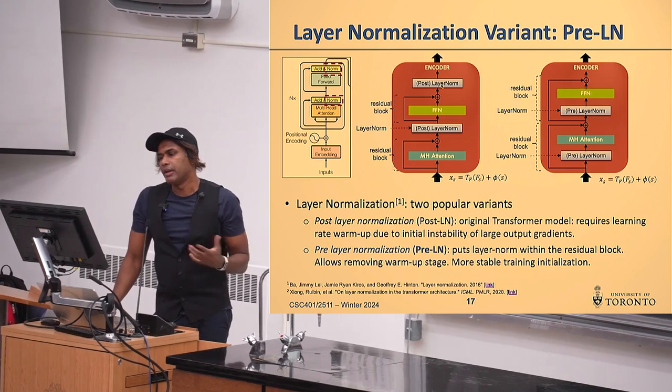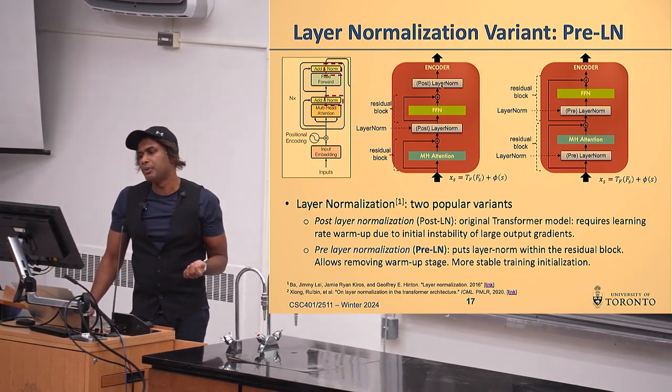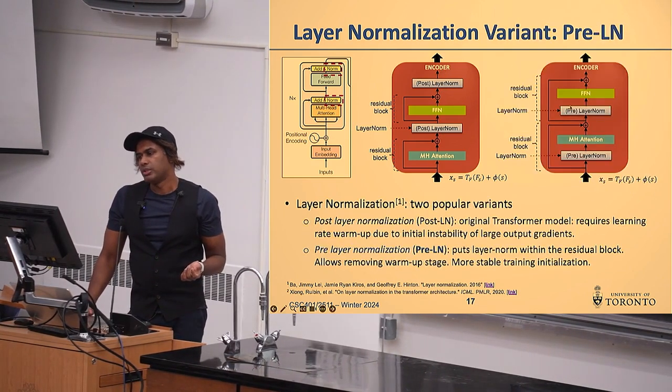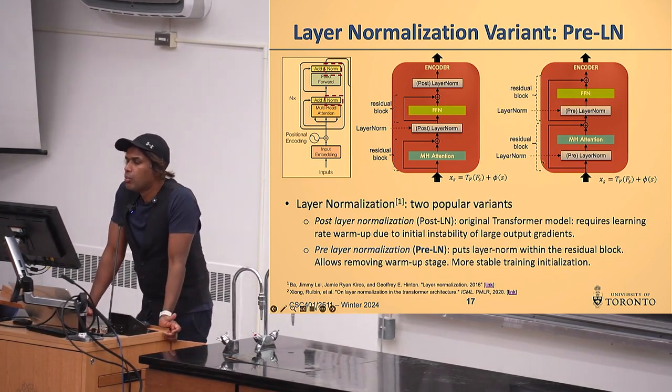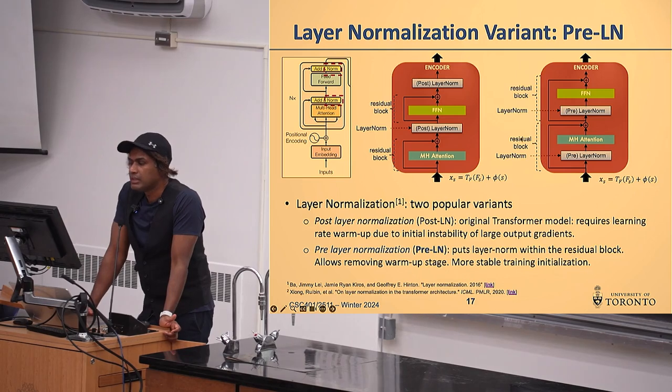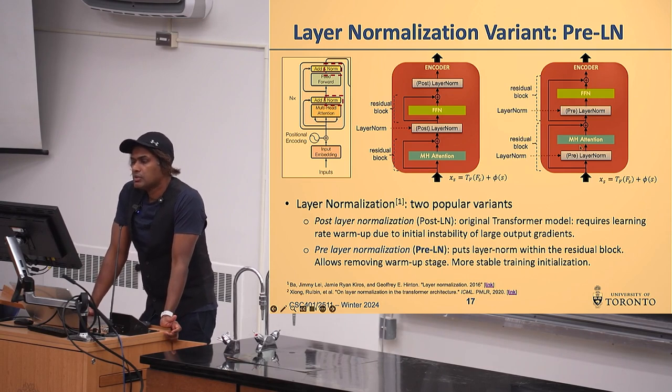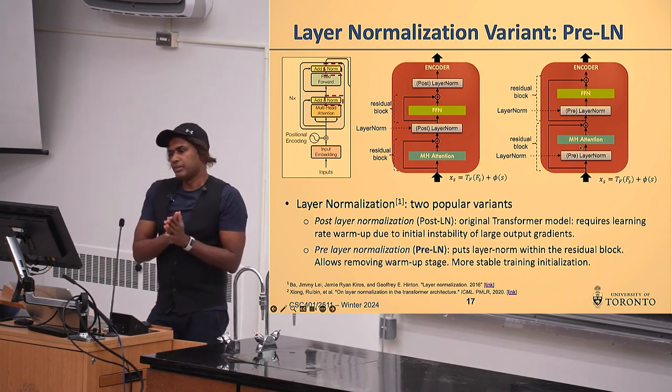And a variant to the post-layer normalization is pre-layer normalization, which is shown on the right-hand side. The main difference is now we do the layer normalization within the residual block before passing it to the sublayer. Okay? So what advantage do we get out of it?